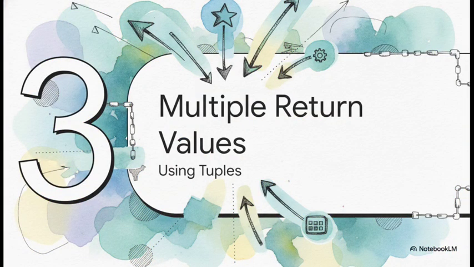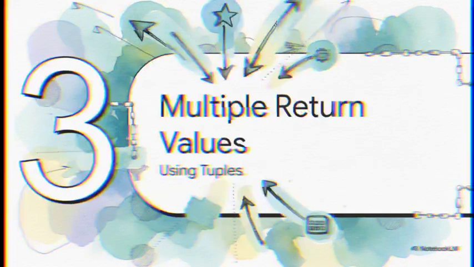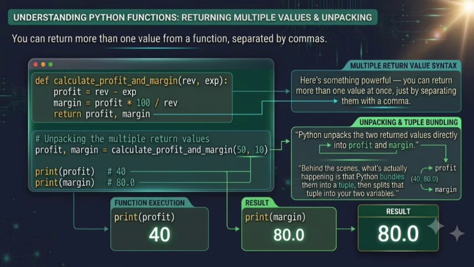Section 3. Returning multiple values at once. Okay, this is honestly one of my absolute favorite features in Python, mostly because it just brilliantly shows how simple the language can be. In a lot of other languages, returning multiple values means setting up complex arrays or building custom objects. But in Python, you literally just separate them with a comma. Look at the line there, return profit, comma, margin. Down below, when we call the function, Python seamlessly unpacks those two returned values directly into the two variables we've got waiting on the left side of the equal sign. Profit gets 40, margin gets 80.0. I mean, it basically reads like plain English.